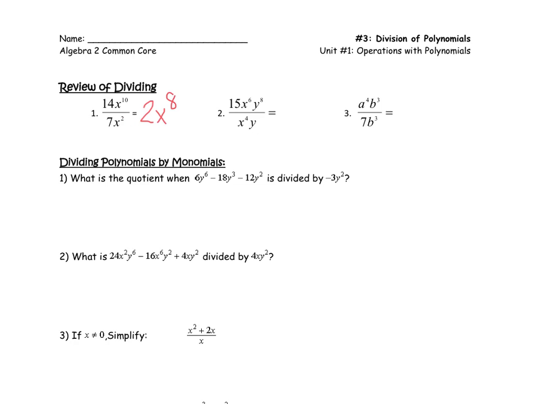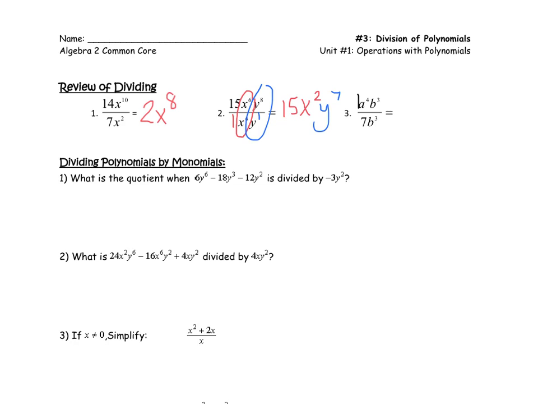Okay. Example number 2. 15 divided by 1, really, is 15. X to the 6th and x to the 4th, we can divide those by subtracting the exponents, and we get x squared. Y to the 8th divided by y, or y to the 1st, when we subtract them we get y to the 7th. And last but not least, example number 3.